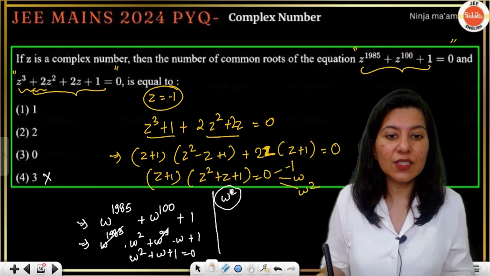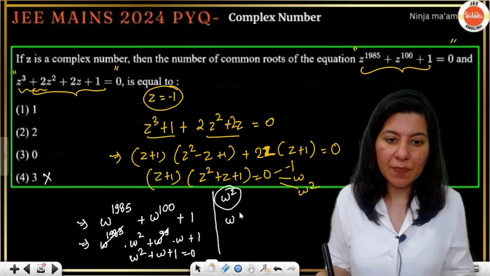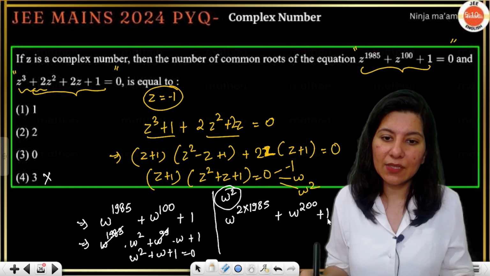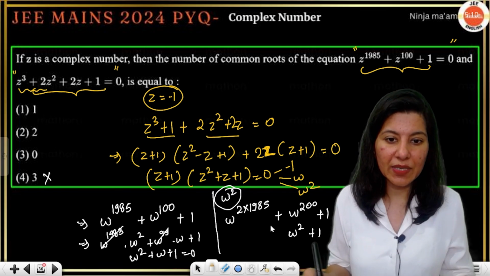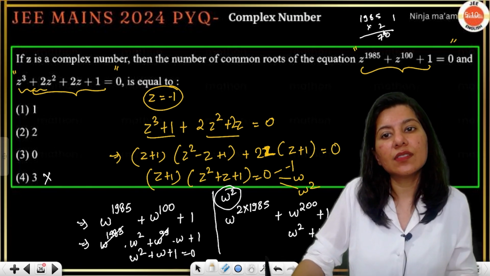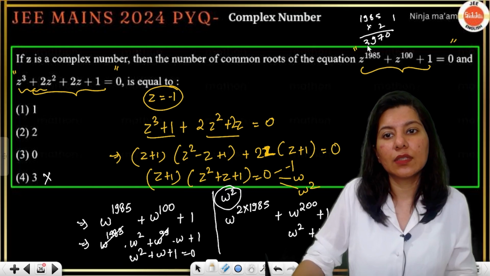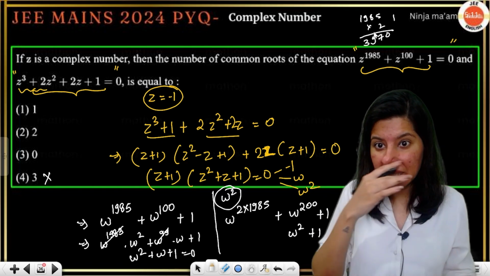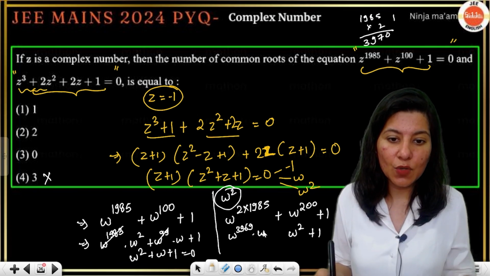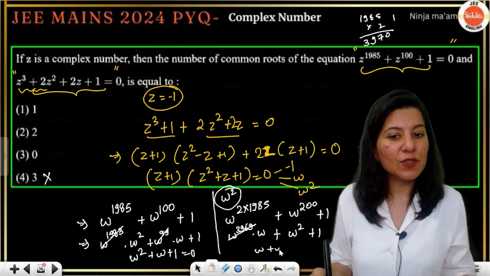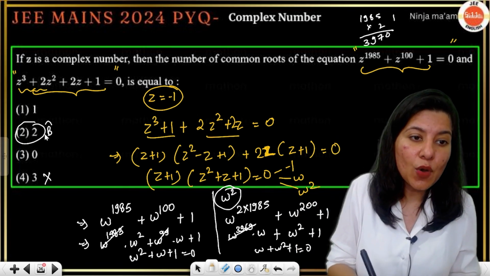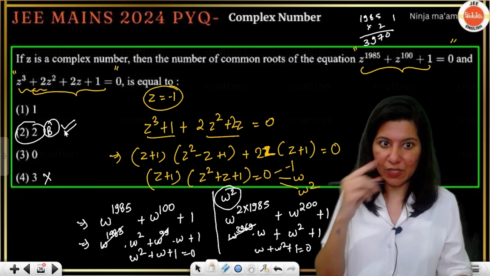Same if you check for omega square. So now omega square will be omega power 2 into 1985 plus omega power 200 plus 1. So this is actually omega square plus 1. 1985 into 2, so this is 3970, correct? 3969. So this is omega power 3969 dot omega. So this is again 1. Omega plus omega square plus 1 becoming 0. That means omega and omega square both are getting satisfied. That's why option B is absolutely correct for this question.